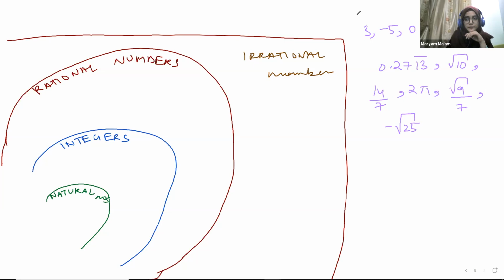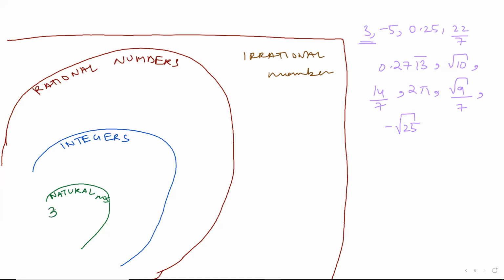Please, can you hear me? Am I audible? Alright. Hamna, can you tell me the first one? Ma'am, it's a natural number. It's a natural number. So I should place it in the green circle. Right? So 3 comes here. It's a natural number. Okay. What about minus 5?